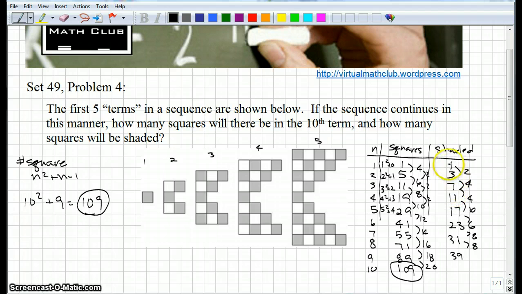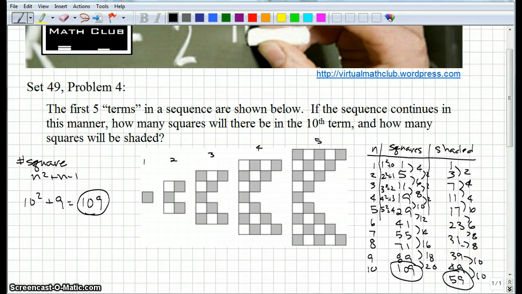And what term are we up to? 1, 2, 3, 4, 5, 6, 7, 8. Okay, we gotta go 2 more times. Then we add 10, we get 49, and then we add 10, and we get 59. Okay. So the number of shaded squares is going to be 59 if we do it this way, where we look at the pattern and then continue the pattern.